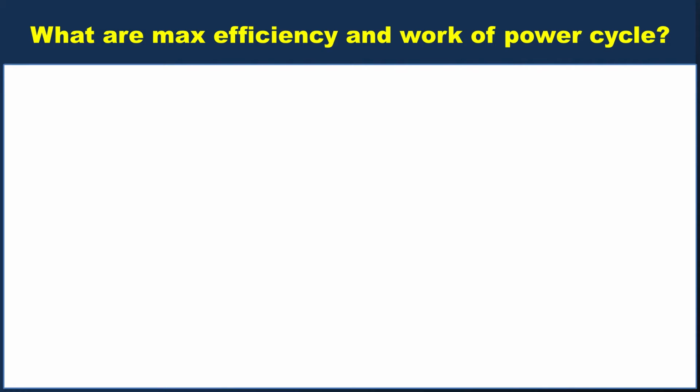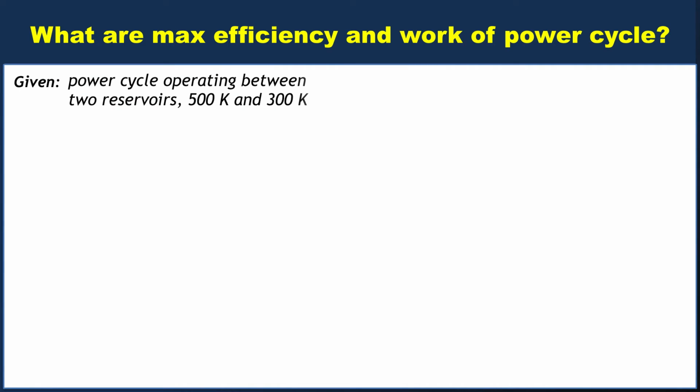Let's practice computing the maximum efficiency and maximum work gotten out of a power cycle. So we're given that there's a power cycle operating between two reservoirs, and the temperatures we're given are 500 Kelvin and 300 Kelvin. Furthermore, we're told that there are 12 kilojoules of heat energy delivered from the hot reservoir to the system.